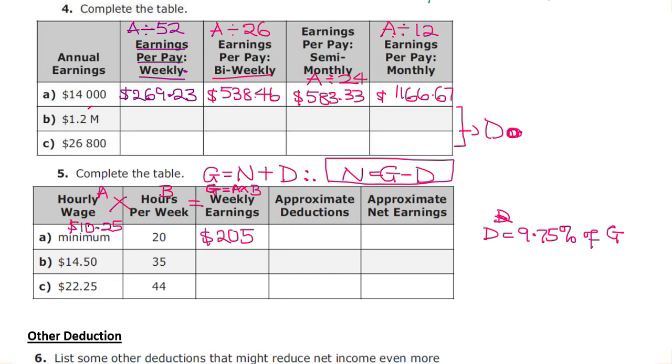So if you change your 9.75% to decimal, it will become 0.0975. Multiply that by your gross income for that week, which is around $205. That will give you your deduction for that particular minimum wage worker that worked 20 hours in a week. So in here, the percentage is going to be around $20.